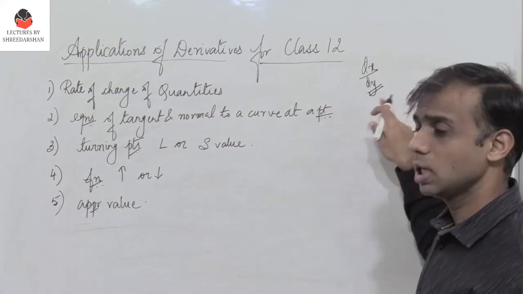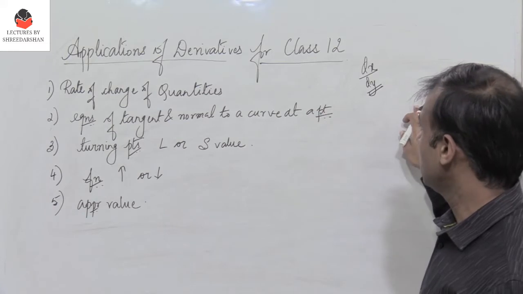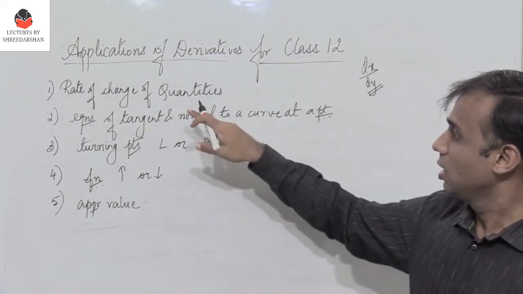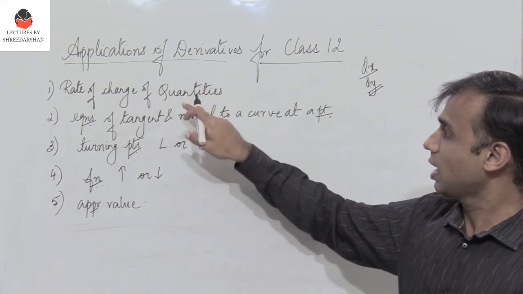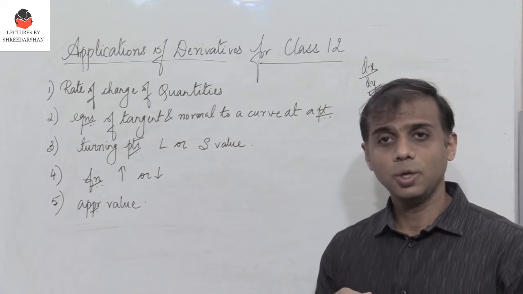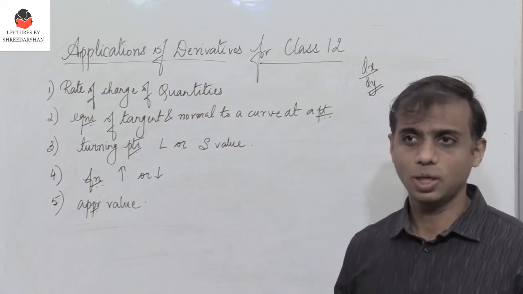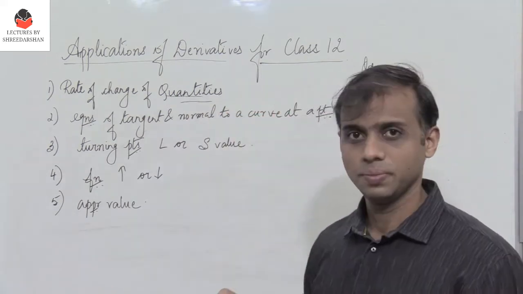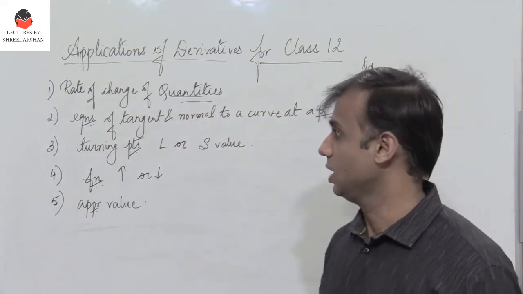Now how do I do that? How do I find that? That can be done by using derivatives. Okay, so therefore derivatives are actually used to find the rate of change of quantities, right? So we will be solving a number of problems where we'll be finding the rate of change of various quantities, which we should be doing in the first exercise.